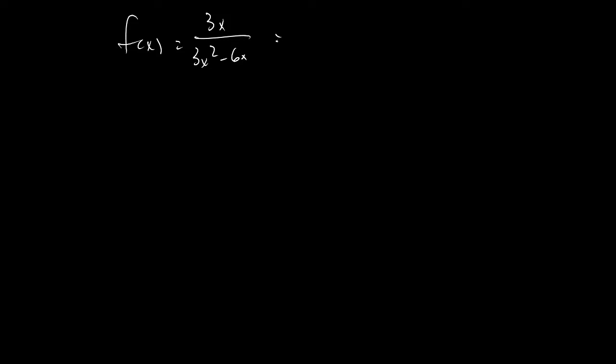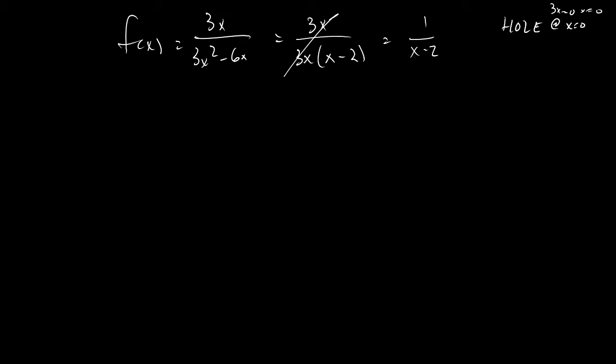First thing we're going to do is simplify. So I have 3x on top. I can pull out a 3x out of my denominator to get x minus 2. This turns into 1 over x minus 2. And if I cancel out, that means there's a hole. So I know there's a hole at x equals 0, because you can set 3x equal to 0, x equals 0. And if I have something remaining in the denominator, I set it equal to 0, so I have a VA at x equals 2, because x minus 2 is equal to 0.